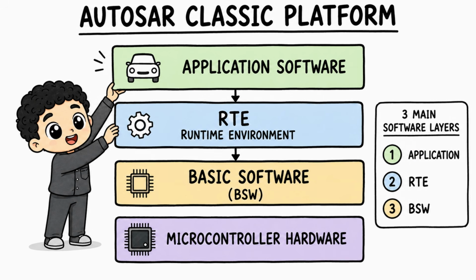In the previous lesson, we separated AUTOSAR Classic from AUTOSAR Adaptive. Classic is the platform you commonly associate with deeply embedded ECUs and a microcontroller-based software stack. Now we are going to zoom inside that Classic stack. At the highest level, AUTOSAR separates the software into three major layers: application software at the top, the Runtime Environment, or RTE, in the middle, and basic software, or BSW, below it. Under the software sits the microcontroller hardware. This simple map is the foundation for almost everything we will study in the next several lessons.